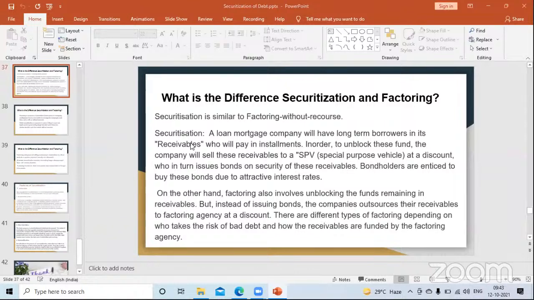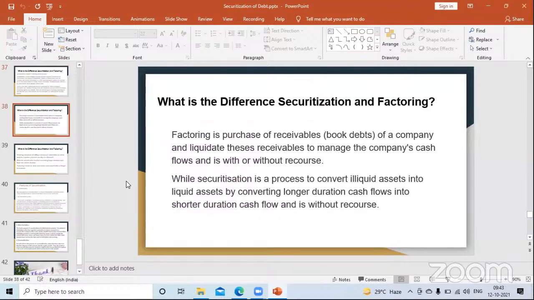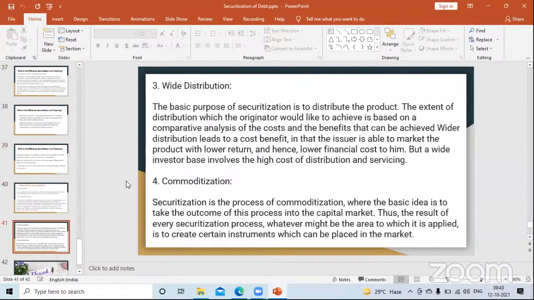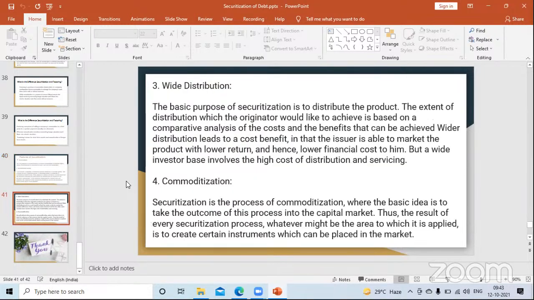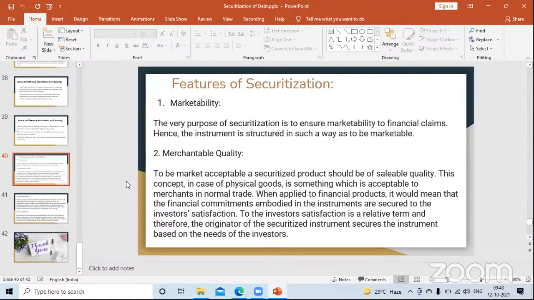Okay, good. So let's go to the next slide, features. This is the last point that the chapter has and we are done with the chapter. Only 4 features are there. Now let's look at them one by one.